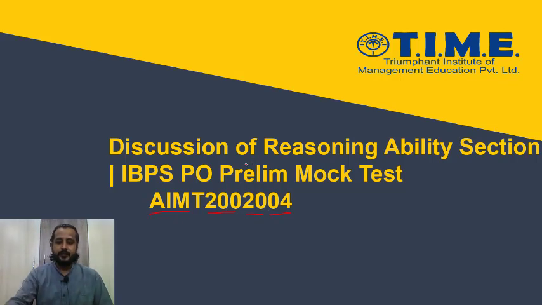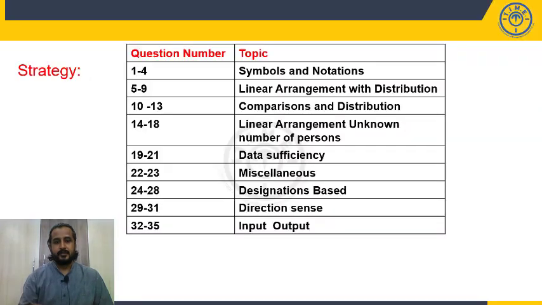Before discussing the questions, let us first discuss what should be the correct strategy for answering this paper. You are given 35 questions across different areas: 1 to 4 symbols and notations, 5 to 9 linear arrangement and distribution, 10 to 13 comparisons and distribution, 14 to 18 linear arrangement with unknown number of persons, data sufficiency and miscellaneous questions, designation based questions, direction sense and input output. So our paper consists of these areas.